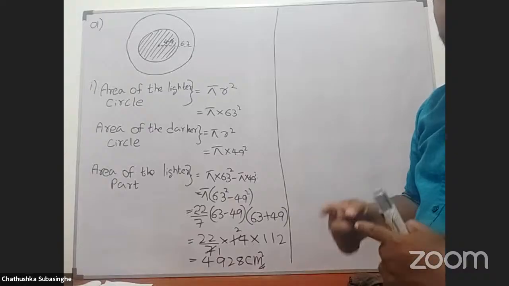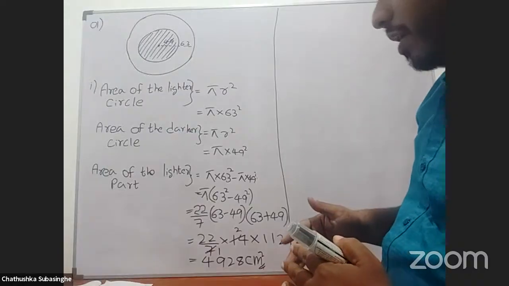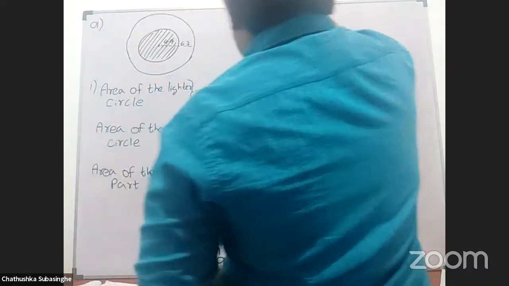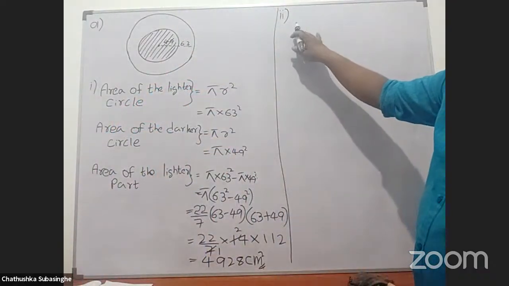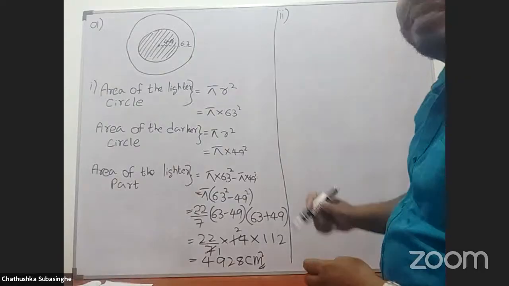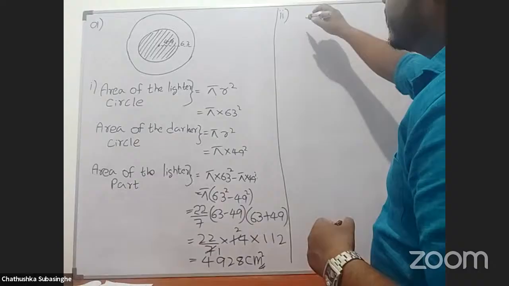Exactly. Actually, Kishore, it should be the other way around. We have to divide 10,000 by 4,928, right? Because they are asking, find the cost in making 1 centimeter square of the lighter part to the nearest rupee. So, in order to make 4,928, I'm using, I can't remember the lesson name. Proportions, yes. I'm using the direct proportions.